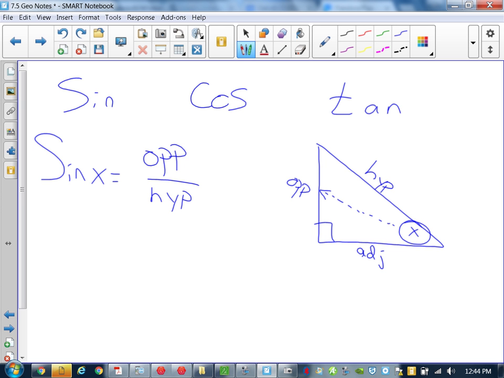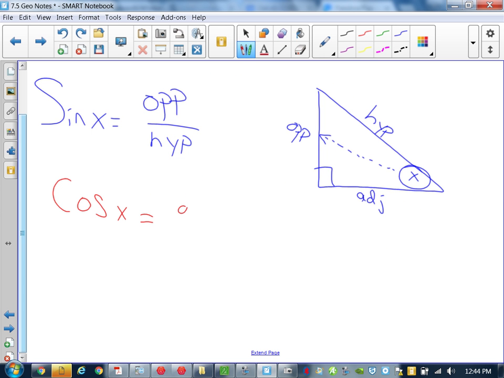The next one is cosine. Cosine doesn't deal with the opposite. Cosine deals with its adjacent. Cosine of some angle would be the adjacent over the hypotenuse.